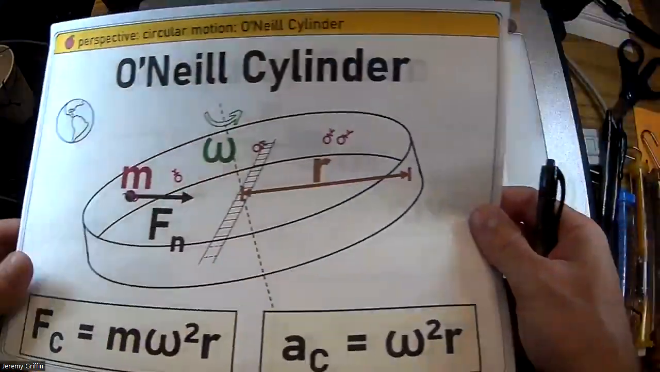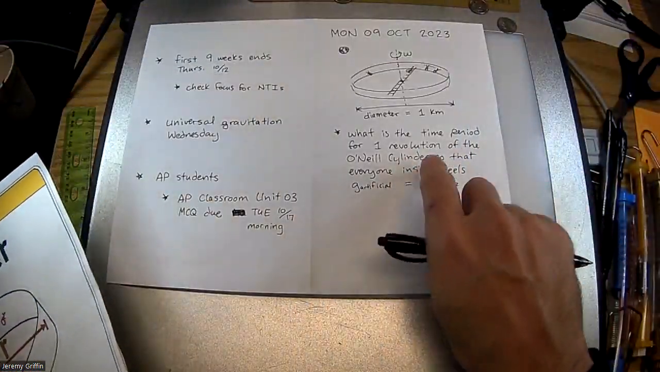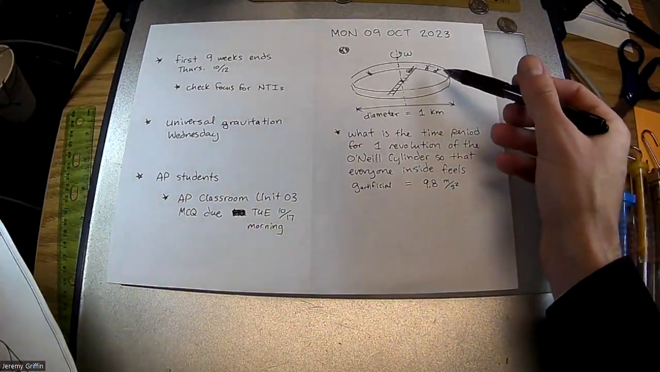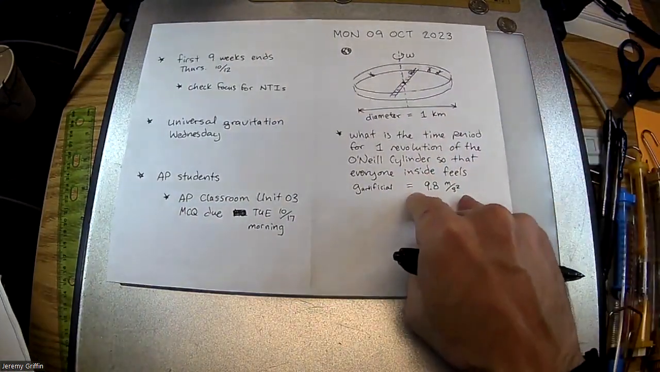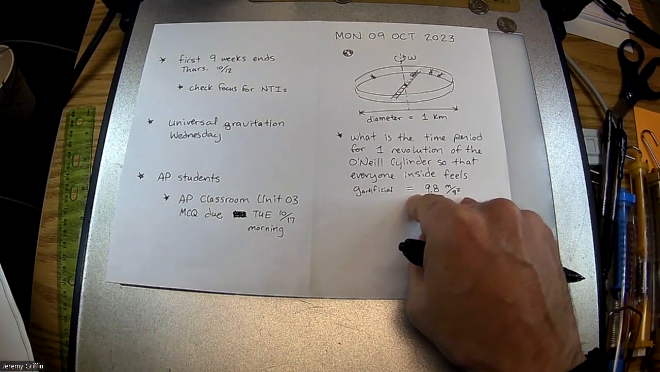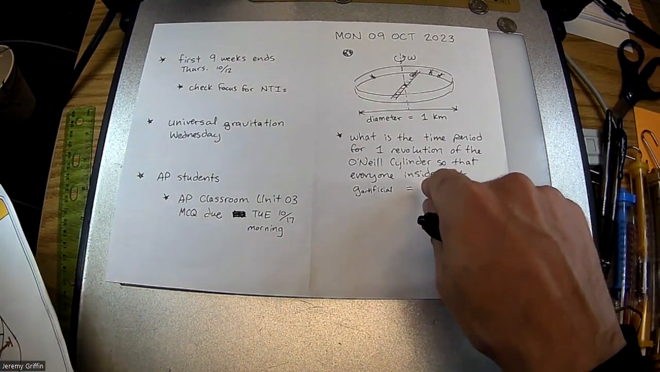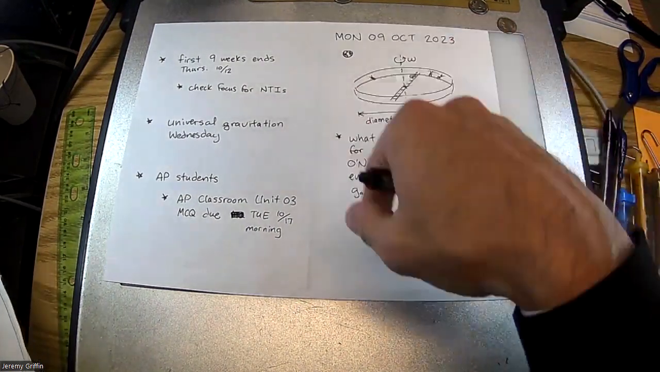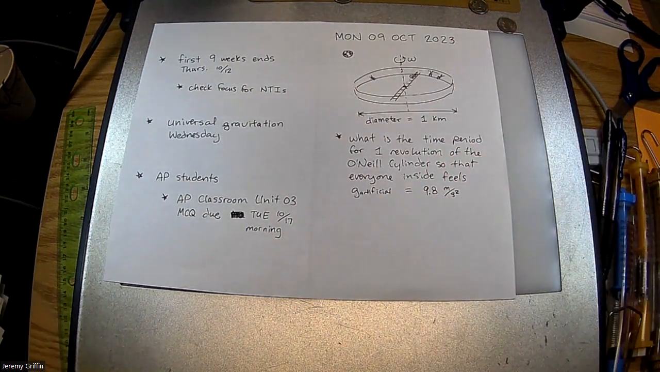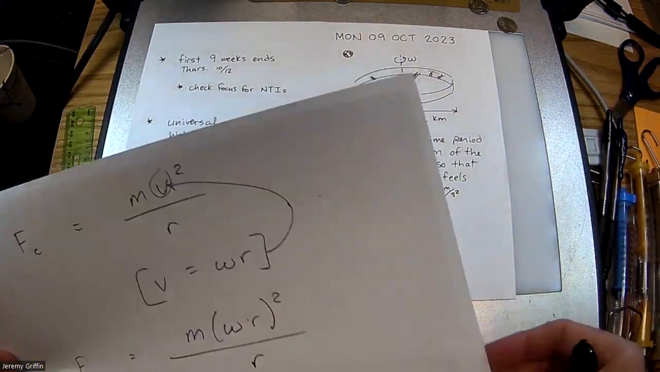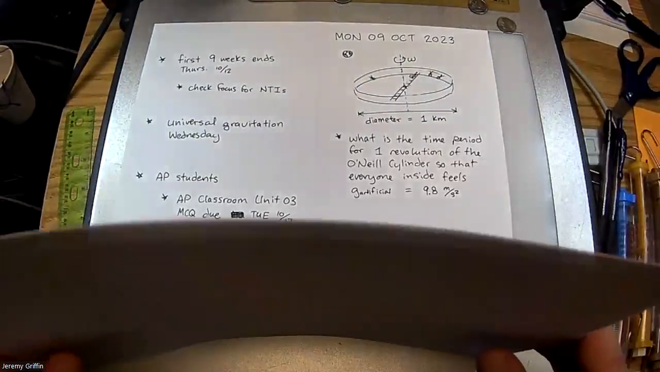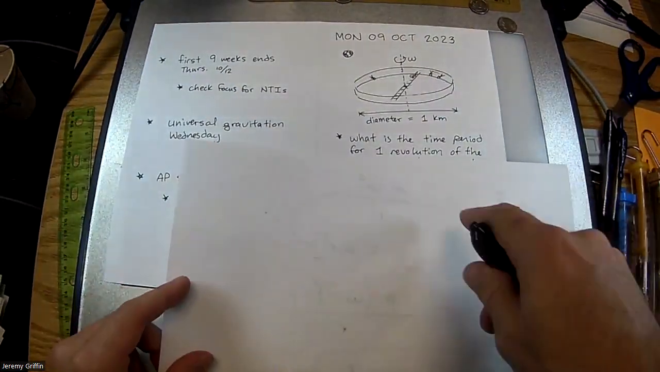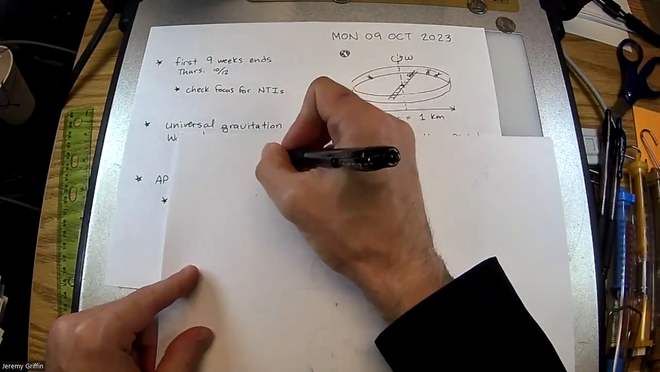And so how about back to this question then? What's the time period for one revolution so that everyone on the outside experiences 9.8 meters per second squared? Maybe we should first solve for this omega. How fast is this thing rotating? I'm going to start solving this. You guys in your notes, see if you can beat me to the answer. If you beat me to the answer, then it's a good indication you know what's going on. All right, so I'm going to solve for that first.